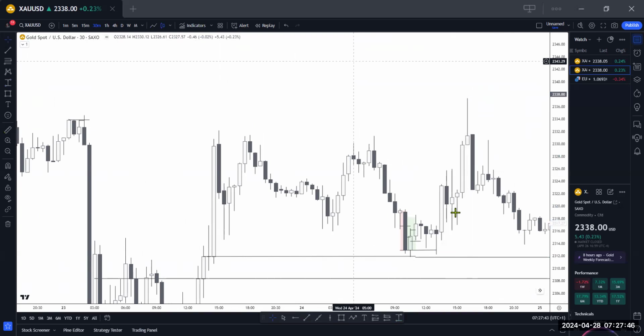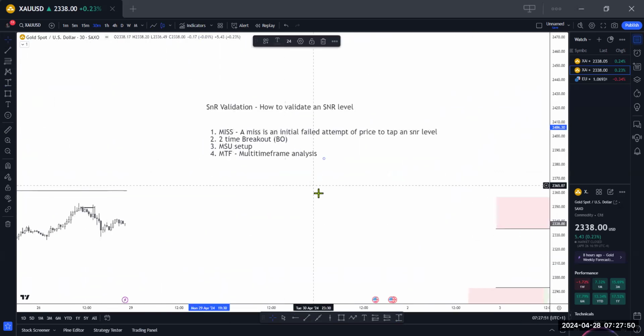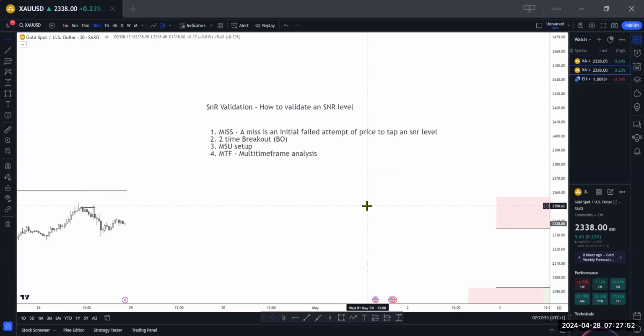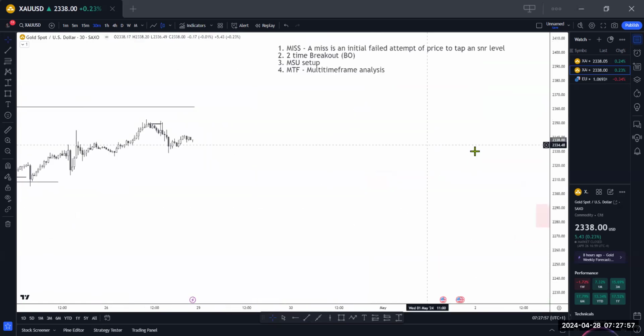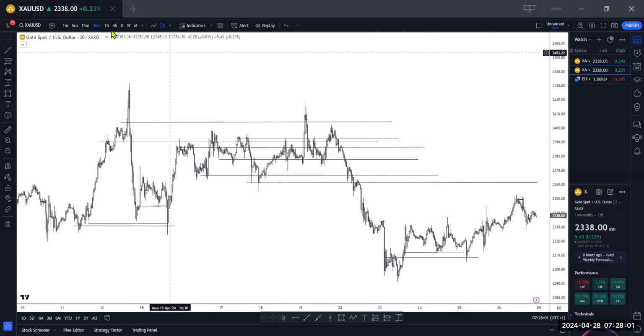All right. So how do you validate an SNR level? Number one, you look for a miss. Number two, you look for two-time breakouts on two time frames below. And I explained that the breakouts can be from either side. So let's say a sell example, right?